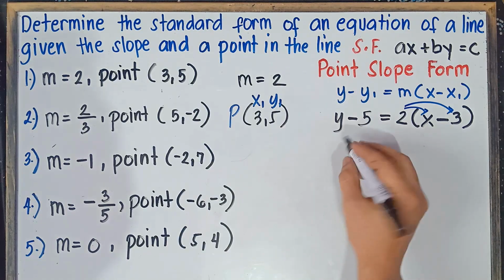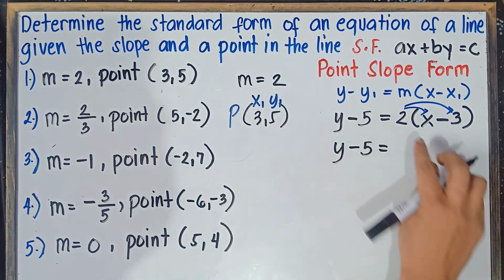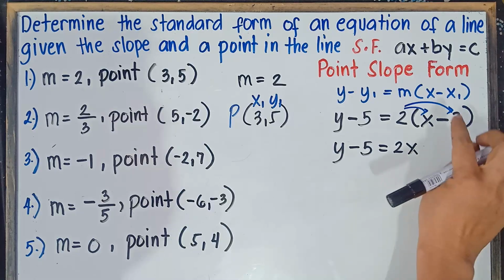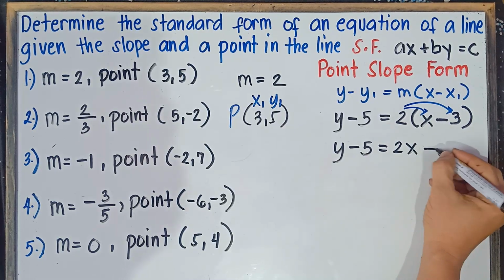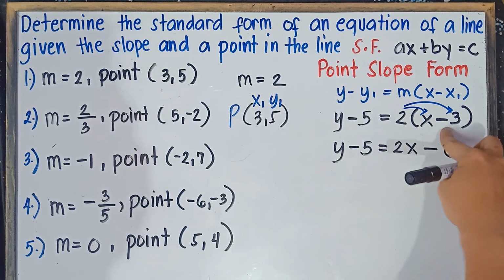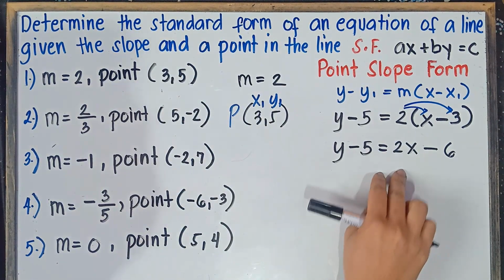Alright, let's do that. Copy y, copy the minus sign, copy 5, copy the equal sign. 2 times x, that would be 2x. 2 times negative 3: positive times negative would be negative, and 2 times 3 is 6, so 2 times negative 3 would be negative 6. Alright, and then we can transform this into standard form.